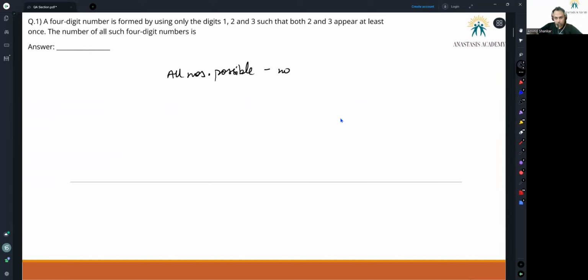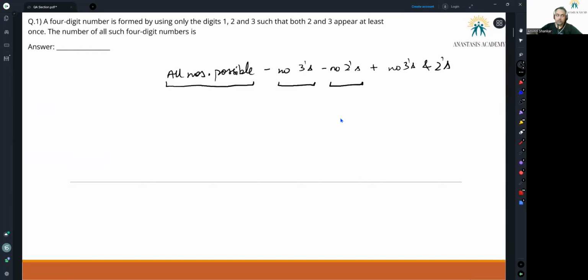Minus no threes, numbers that are created by not using any threes, minus no twos, plus no threes and twos. See how this idea comes into place. Total cases we've got, that is not a problem. This is unacceptable when you don't have a 3 at all.